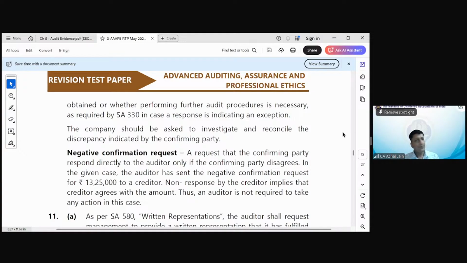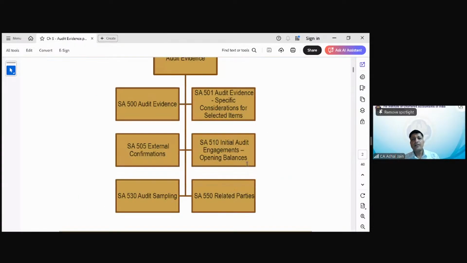Clear on this? Yes, sir. Clear. Any questions on this? Clear, sir. Anyone else? Any more questions so far?